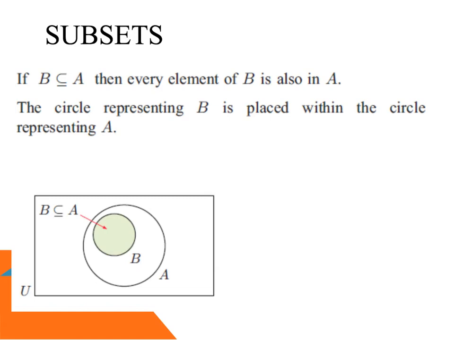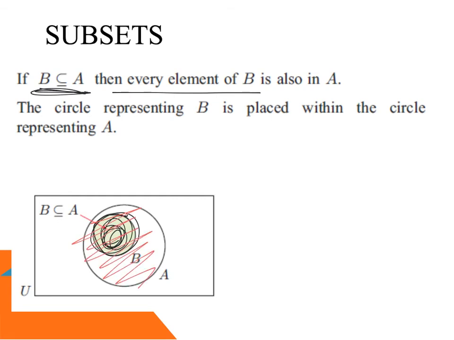So subsets. We talked about how, to be a subset, everything in one set has to be inside the other set. So if B is a subset of A, then every element of B is in A. Here we have our subset B. Notice the entire thing is enclosed inside set A. That's how it's represented on a Venn diagram.